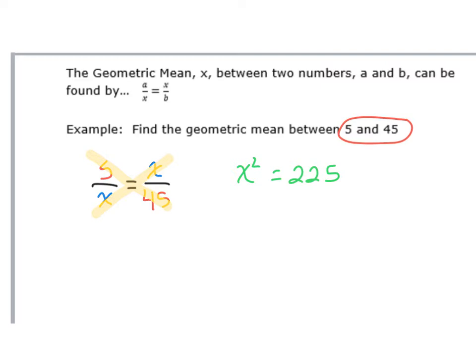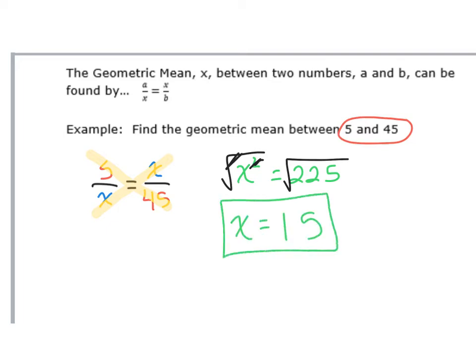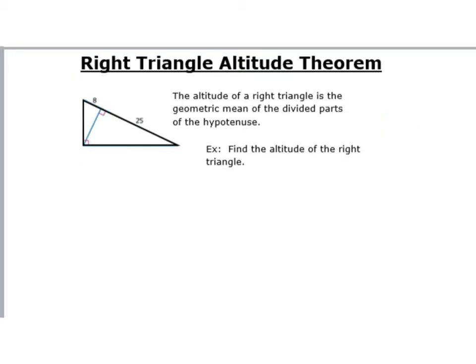To get rid of the square, we square root both sides, and x equals 15. Nice, pretty numbers. Sometimes they're decimals, and that's okay. All right. And we have two places we use the geometric mean in geometry, and they're both using right triangles.